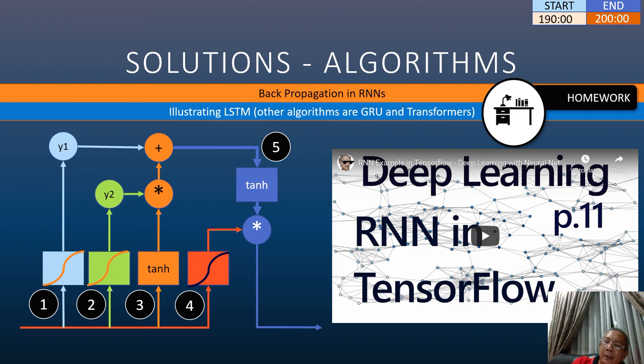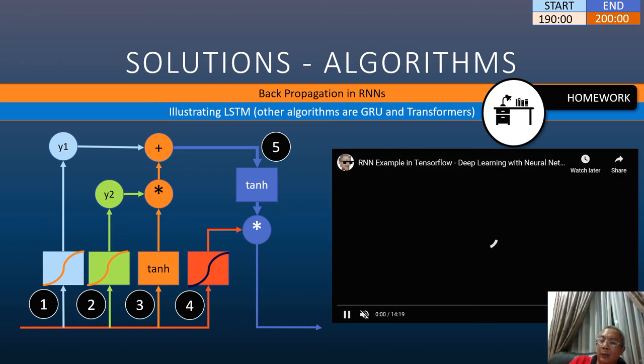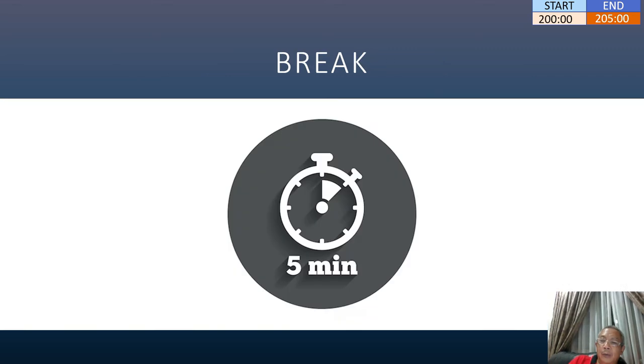So here you can do a homework and look at this video on how deep learning in RNN is being implemented under TensorFlow. Okay? You see how we change just now from the normal neural network into RNN. Suddenly you have to do all this additional stuff. So in the real world, this is happening. This is what you have to do in the real world. It will not be as simple as what you saw just now.